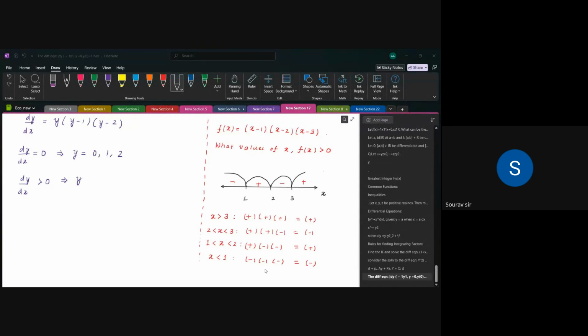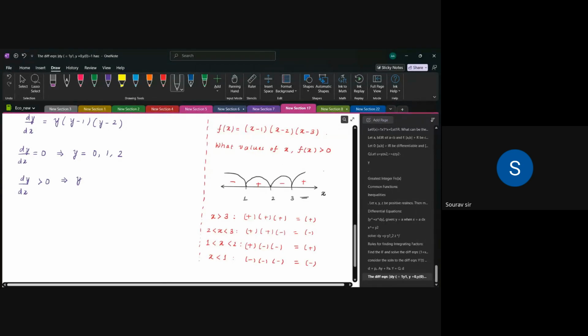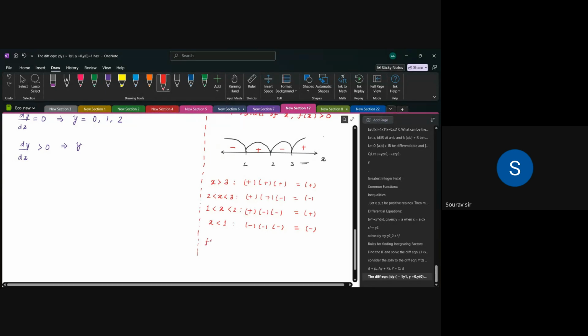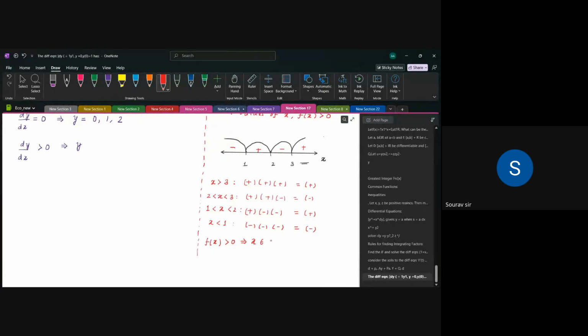Agreed? So the idea of this number line rule is that you start from the extreme right interval, put a plus over there, and continue to alternate the sign in every other interval. Okay. So from this diagram, what can you see? That f(x) will be positive when x belongs to the open interval 1 to 2 and 3 and beyond, which is 3 to infinity.